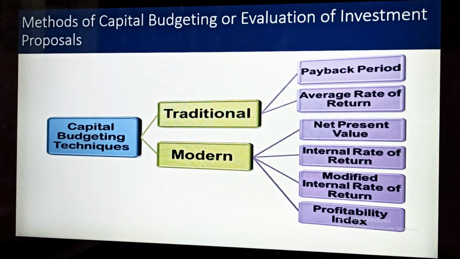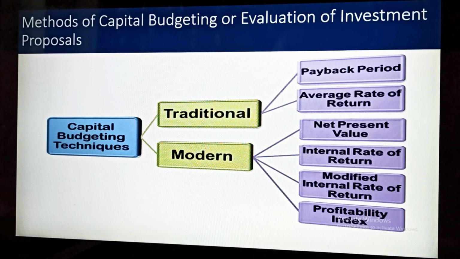Under the traditional method, there are two methods, payback period and average rate of return. But payback period has some limitations. With that limitation, there is one more addition, which we call improvement, that we will check. The traditional or non-discounting method has been improved through four different methods, which I will check later.